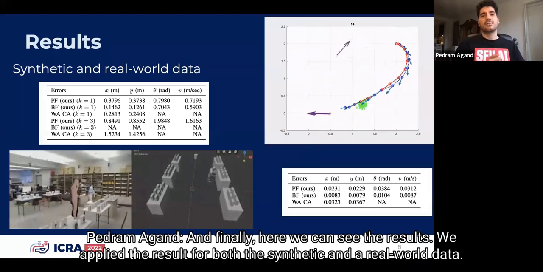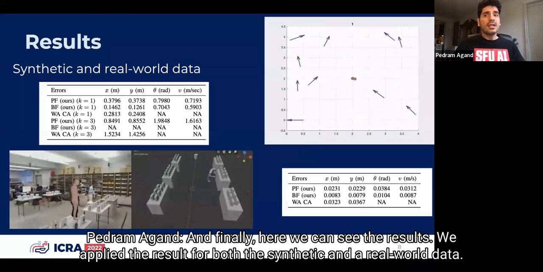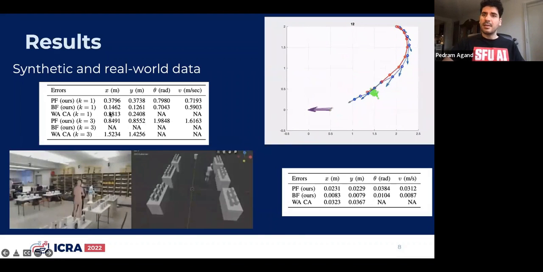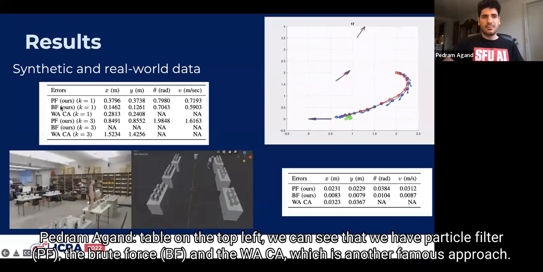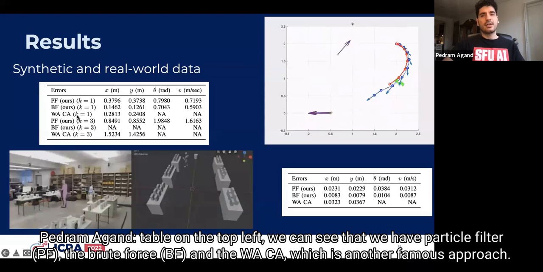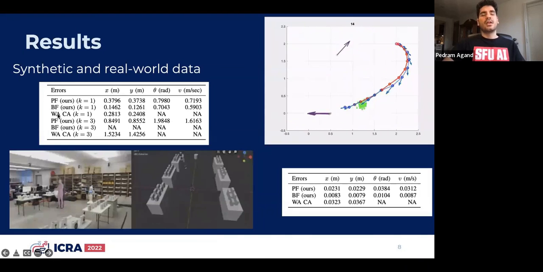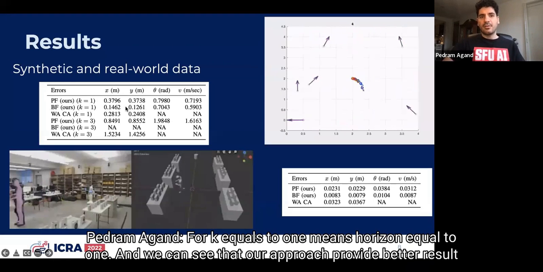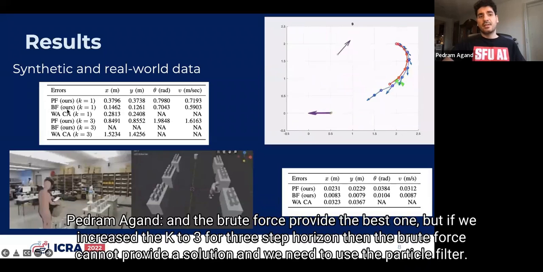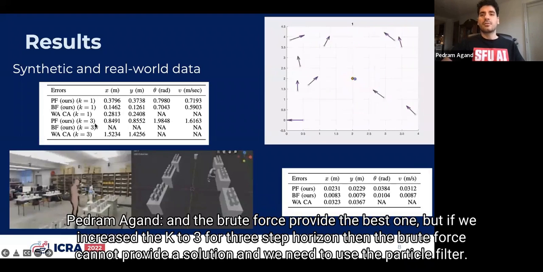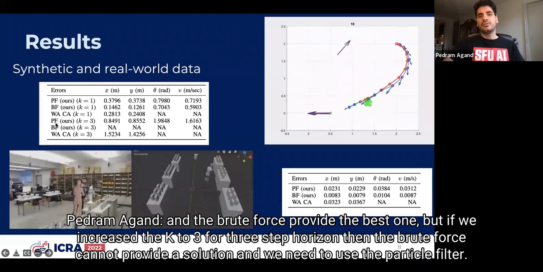We applied our approach to both synthetic and real-world data. For the synthetic data, in the table on the top left, we have the particle filter, the brute force, and the WA, which is another well-known approach for this. For k equals 1, meaning horizon equals 1, we can see that our approach provides good results, and the brute force provides the best one. But if we increase k to 3, for a 3-step horizon, then the brute force cannot provide a solution, and we need to use the particle filter.